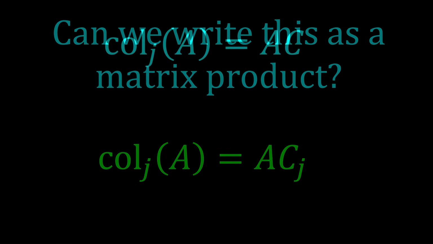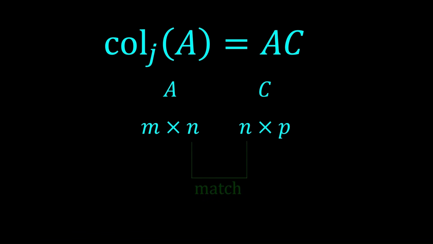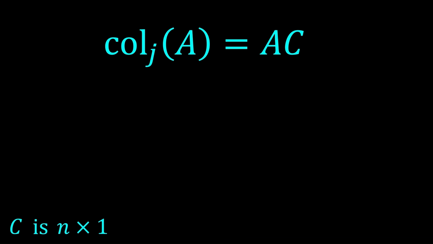Now, if we do that, first of all, we should think about sizes. If A is m by n, then C has to be n by something for these to be able to match, right? Because we're multiplying them. The result is going to be m by p. But we want the result to be the jth column of A, which is a vector. So it should have only one column, meaning we need p to be equal to 1. So that means C is going to be n by 1. In other words, C is a vector in R^n.